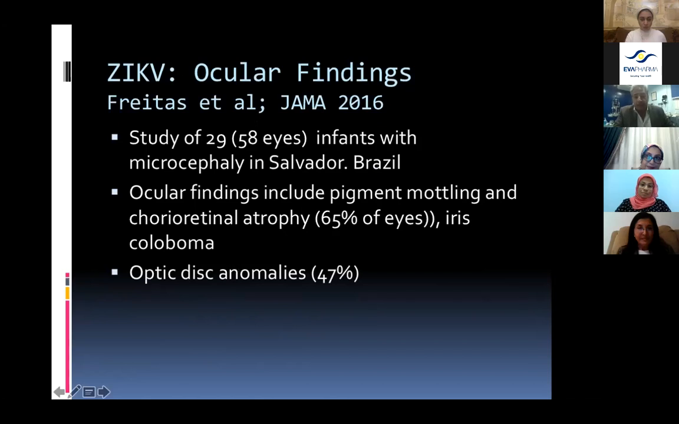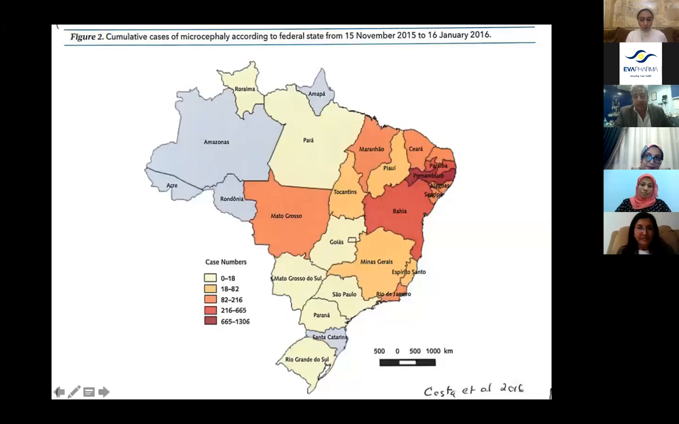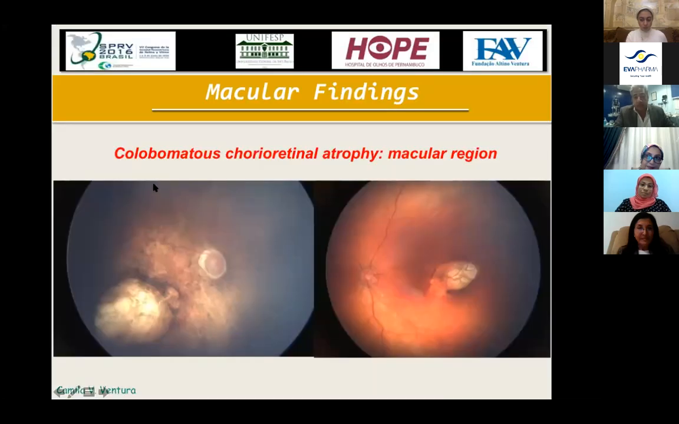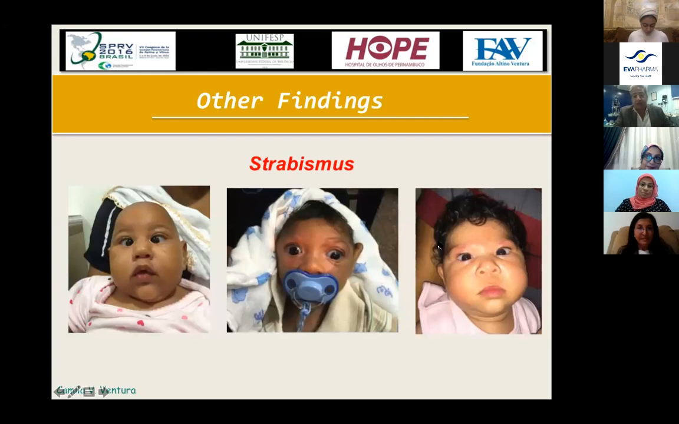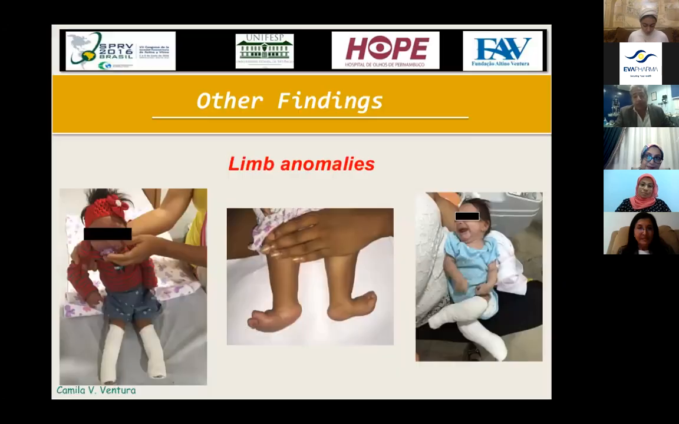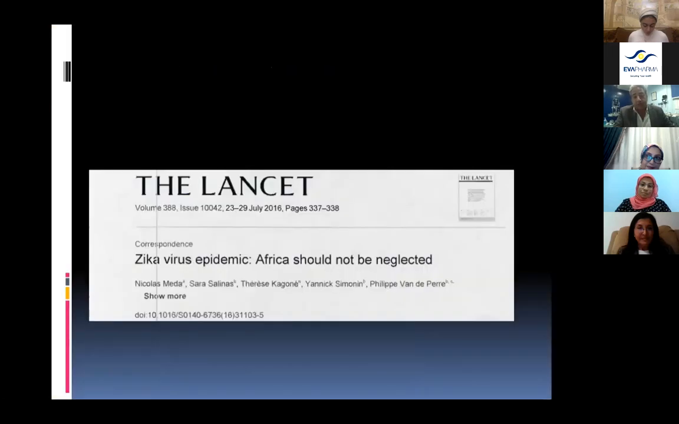Studies have shown that pigment mottling, choroidal atrophy, optic disc anomalies, and colobomatous changes are associated with Zika virus. And actually, these are pictures of colobomas that can have a bit of a different pathology than the regular normal looking fundus, having a chorioretinal coloboma. They can have an oblong posterior pole and the characteristic brain anomalies with the microcephalic features of the Zika virus. Strabismus is an important finding in this, along with other congenital anomalies.